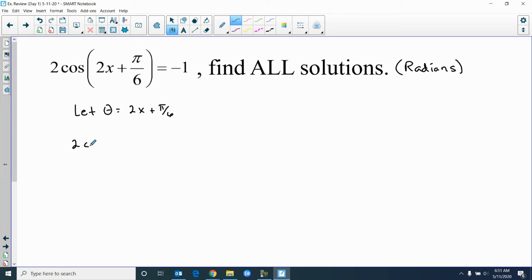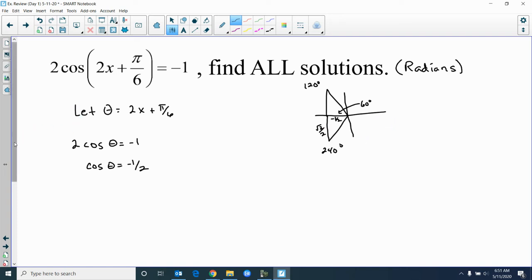So here's what we got. 2 cosine of theta equals negative 1. Cosine of theta equals negative 1/2. All right, where does that happen? Cosine of theta is negative in quadrant 2 and 3. That means that is negative 1/2. That would be square root of 3 over 2. What would the reference angle there be? It would be 60 degrees. Okay, and so that means that this is 120, and then this is 180 plus 60, which is 240, which we'll convert to radians.